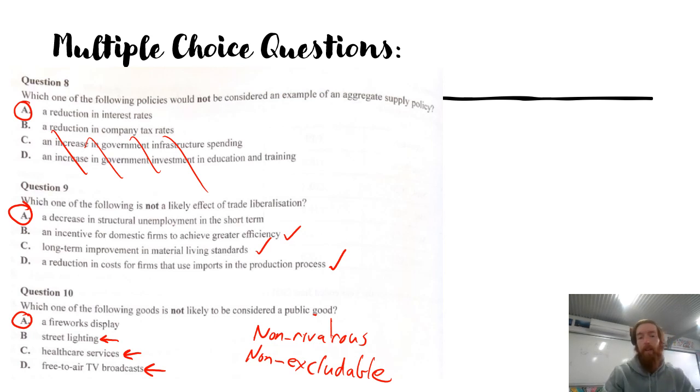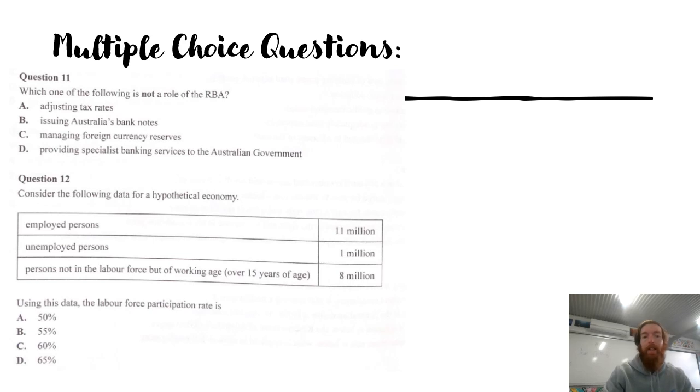Can't use it anymore. Which one of the following is not a role of the RBA? They do not adjust tax rates, so straight away we're going with A and ignoring the rest.